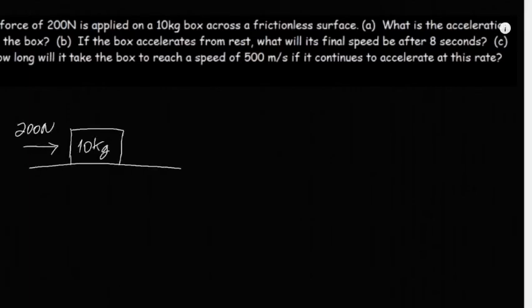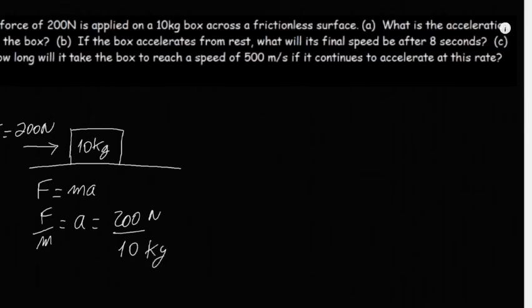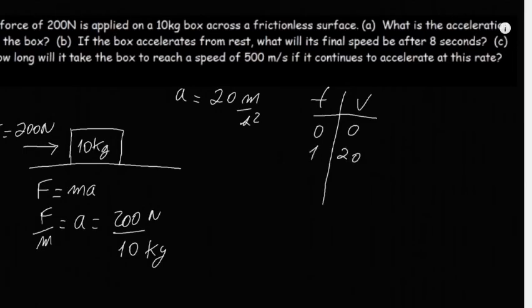Now what about part B? If the box accelerates from rest, what will its final speed be after 8 seconds? The acceleration tells you how much the speed changes every second. So let's make a table. Initially the velocity or the speed is 0.